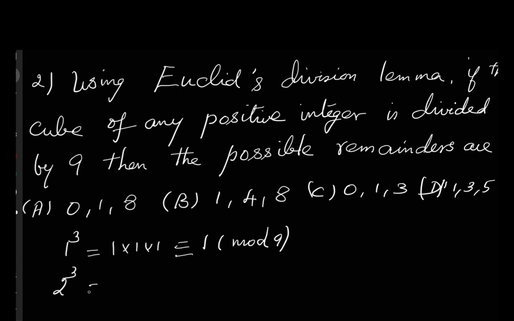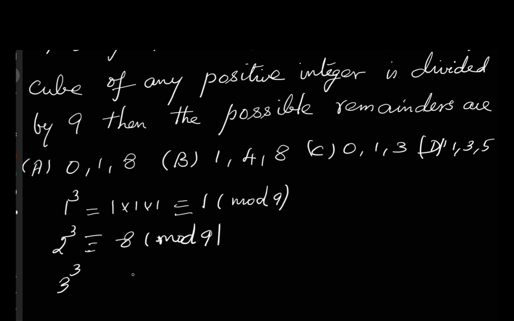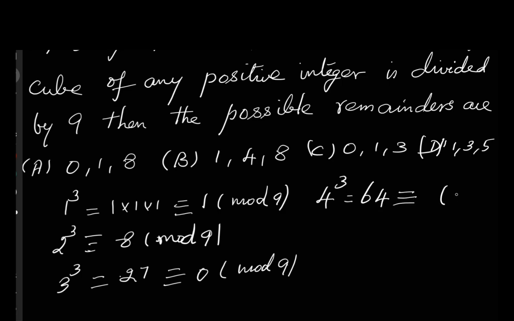I take 2 cube, the value is 8. If I divide this by 9, I will get the remainder as 8 because it is less than 9. Take 3 cube. 3 cube is 27. If I divide this by 9, the remainder is 0. Remainder is 0. Take 4 cube. 4 cube is equal to 64. You divide by 9. 9 sevens are 63. So remainder is 1.